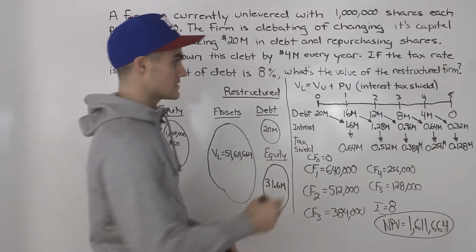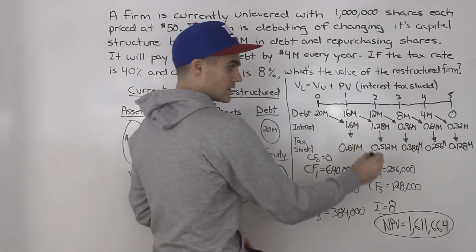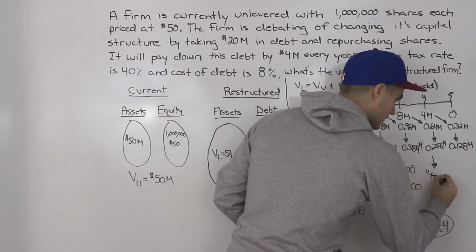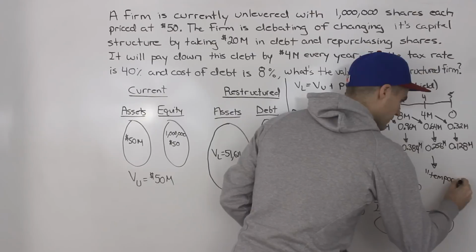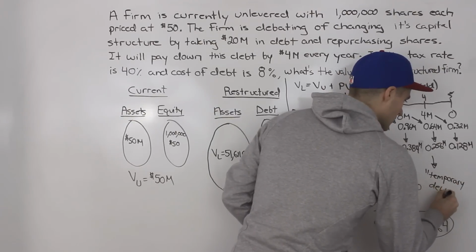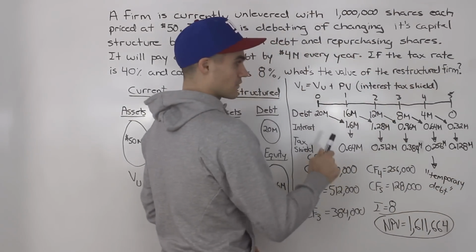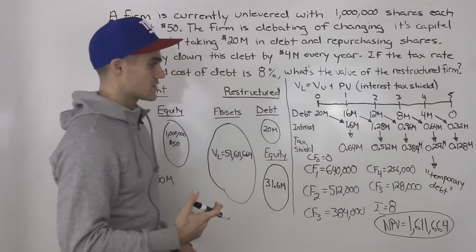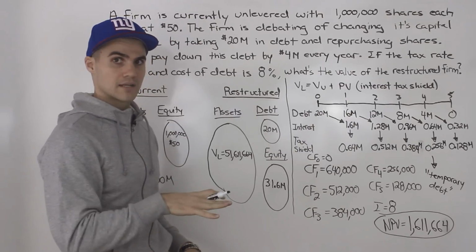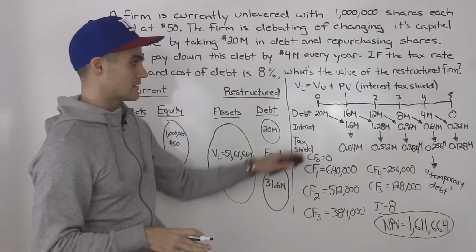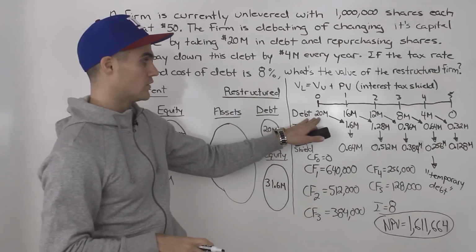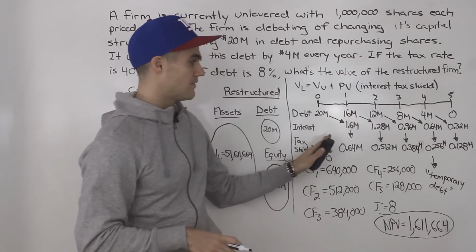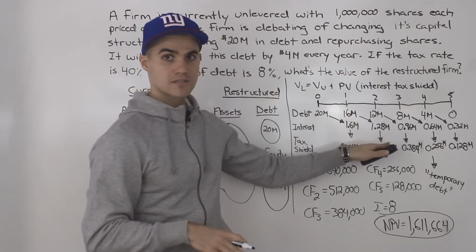And notice that we're paying down the debt. So you may want to label this example as temporary debt, meaning that the debt is not going to last forever. Notice that it ends up being 0 in year 5. However, there's also examples where there could be permanent debt, meaning that the company or a firm would, for example, keep this $20 million worth of debt forever and then just make the interest payments every year.